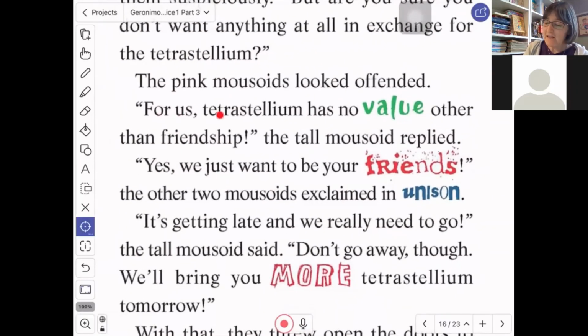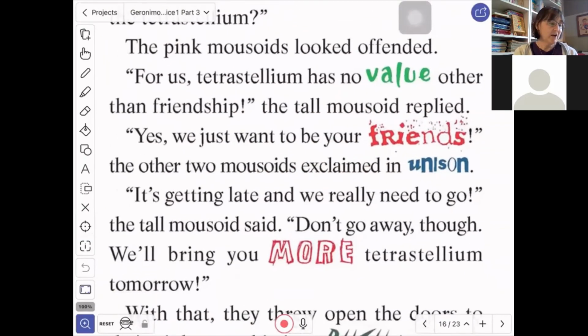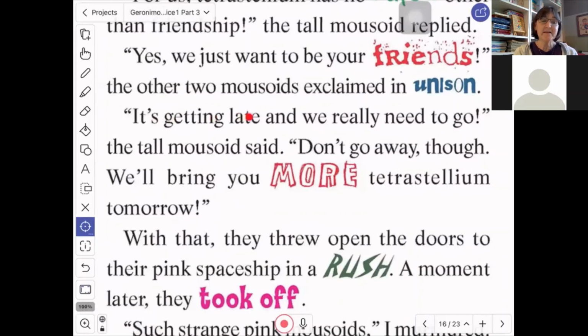They say, "For us, tetrastellium has no value. It's not worth anything at all other than friendship," the tall mousoid replied. Okay, he's saying, yes, we just want to be your friends. "Yes!" the other two mousoids exclaimed in unison. That means at the same time. And then they're kind of in a hurry to go, right? They say, "It's getting late and we really need to go," the tall mousoid said. "Don't go away, though. We'll bring you more tetrastellium tomorrow."